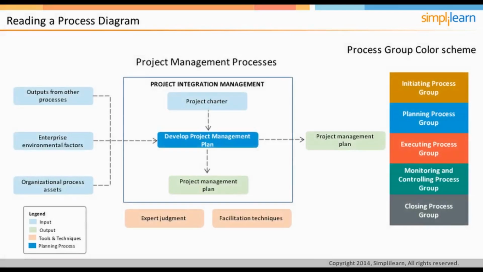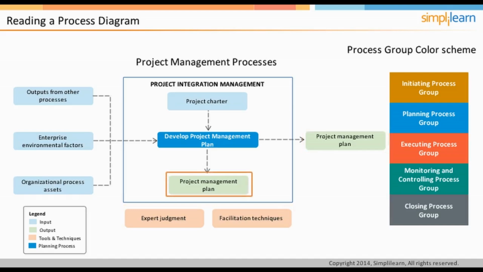As you can see in the project management process diagram, these elements within the knowledge area represent the inputs from the same knowledge area. These elements represent the inputs from other knowledge areas. These represent the tools and techniques used in the process. These are outputs of the process.